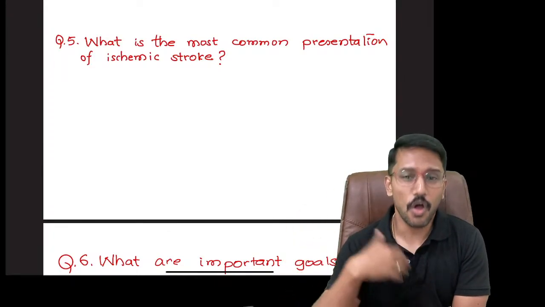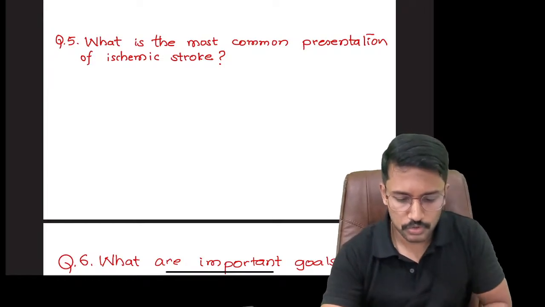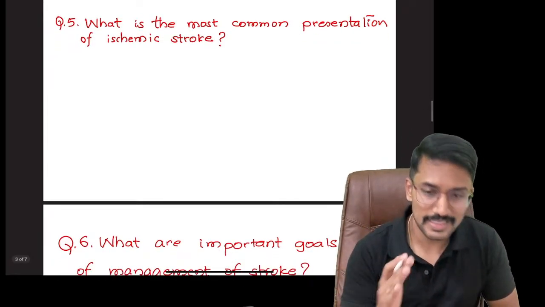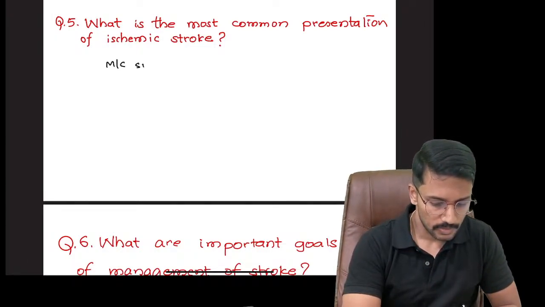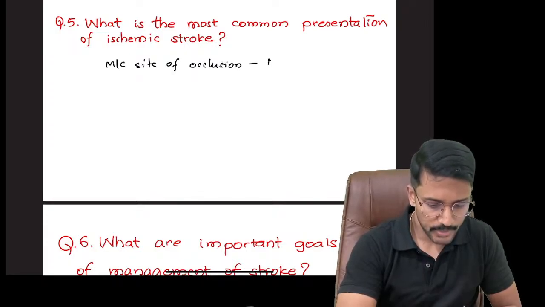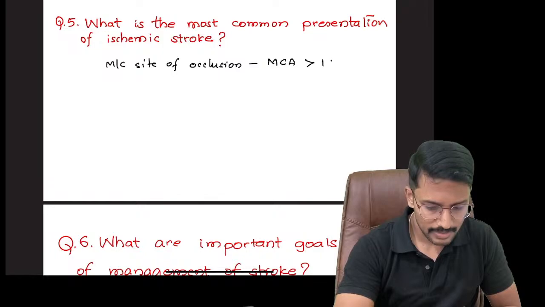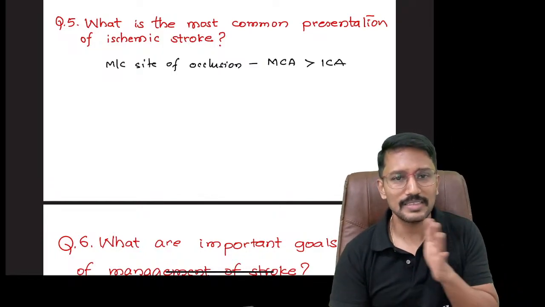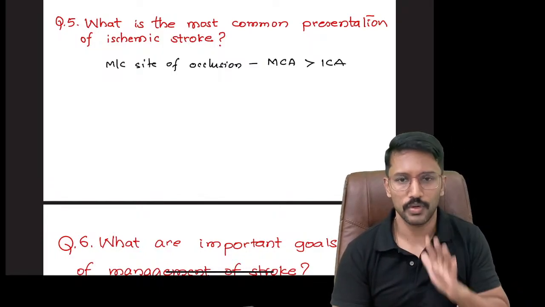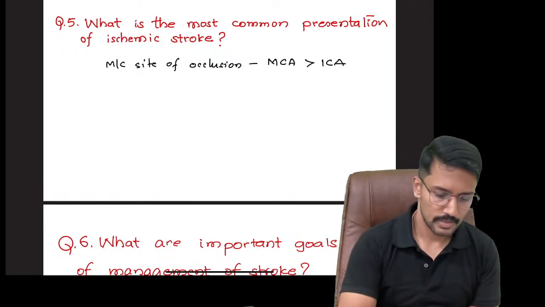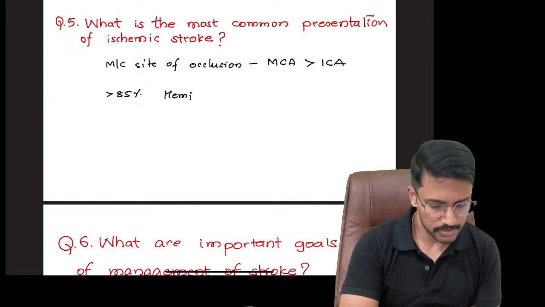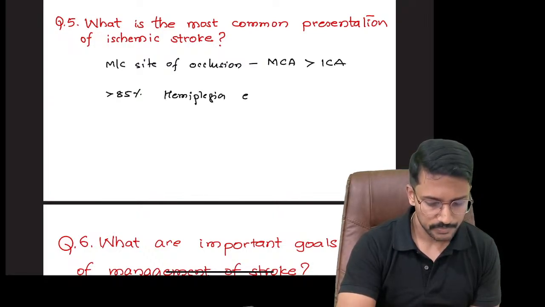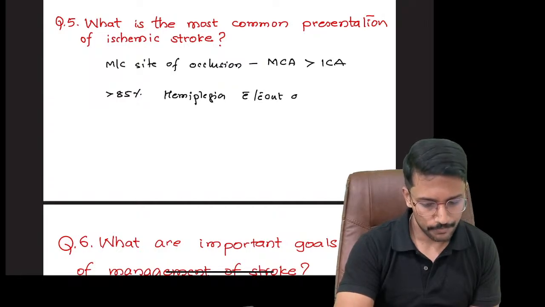But we should be aware of the common types of presentation, right? So what is the most common presentation of a patient with ischemic stroke? The most common site of occlusion is middle cerebral artery followed by internal carotid artery. So if middle cerebral artery is the most common artery to be occluded, what is the likely presenting complaint? Yes, more than 85% of the patients present with hemiplegia, with or without aphasia.